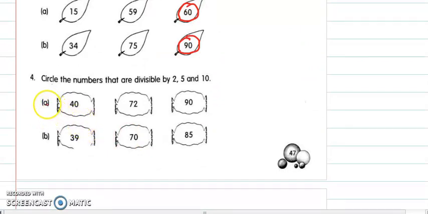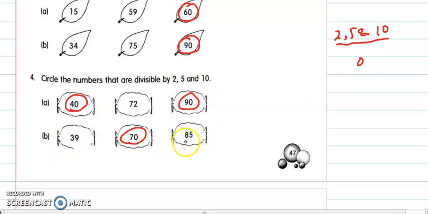And then the next question is: circle the numbers that are divisible by 2, 5 and 10, means by all of them. The condition for all of them is that if the last digit is 0, it will be divisible by all 3. Like this one is divisible by 2, by 5 and by 10. This is only divisible by 2, not by 5 or 10, so we will not circle this one. This has a 0 at the last digit, so it is divisible by all 2, 5 and 10. This one is not, this one is, but this one is only divisible by 5, not by 2 or 10, but we have to circle the number which is divisible by all.